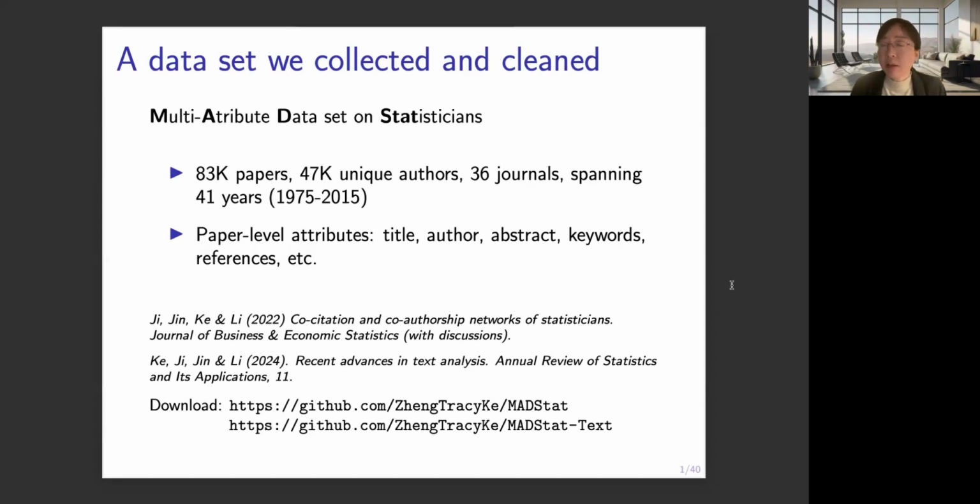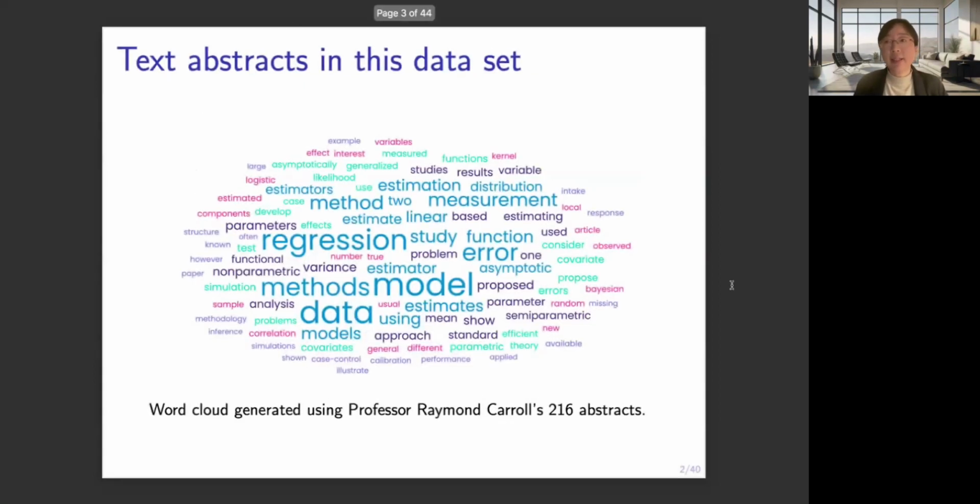There are some other data sets available of this kind, but they only contain summary statistics, like journal-level summary statistics. But for our data set, we have the detailed attributes for every paper. Using this data set, we can study a lot of problems. One kind of data that you can access is the unstructured text abstracts. I took the liberty to generate the word cloud using the 216 paper abstracts of Professor Raymond Carroll in this data set.